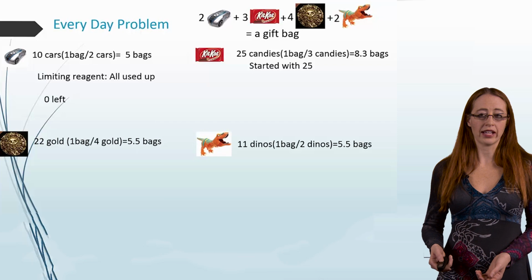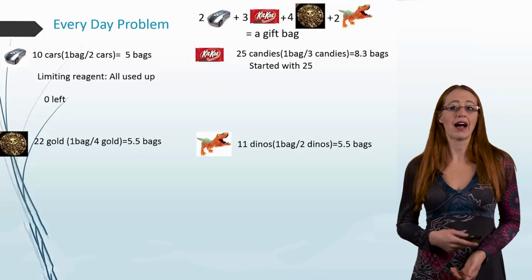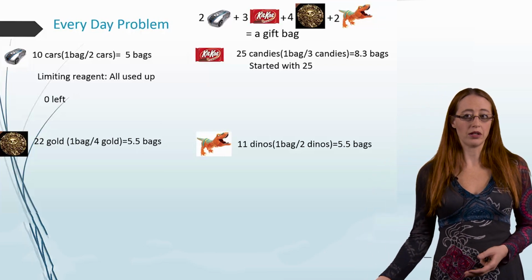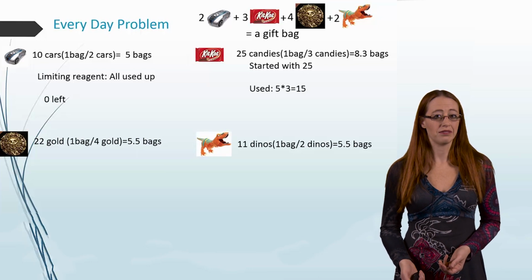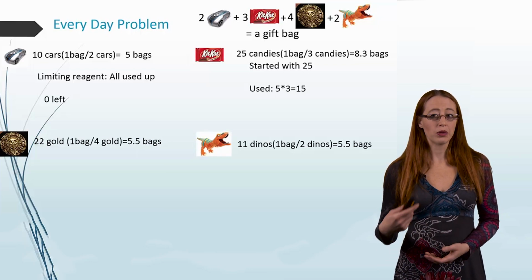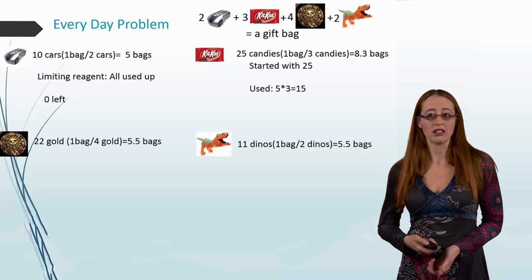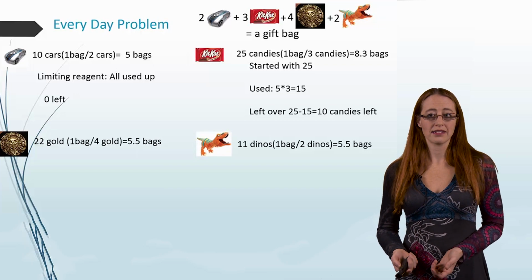So let's start with our candy. We had 25 to begin with. We made 5 bags. So if we made 5 bags, how much candy did we use up? Well, 15. So if we want to see how much we have left over, we take our starting amount and subtract off how much we used. And we're left with 10 candies.